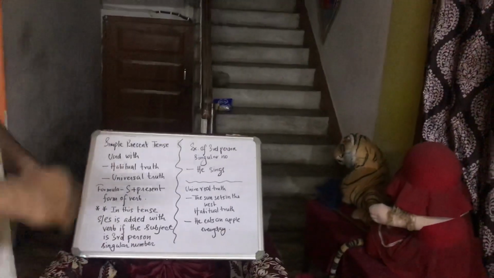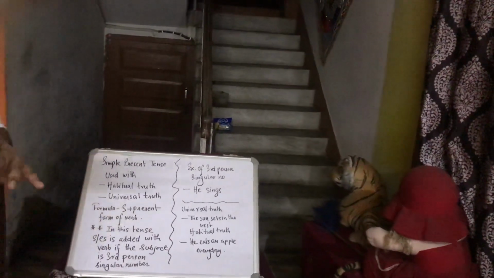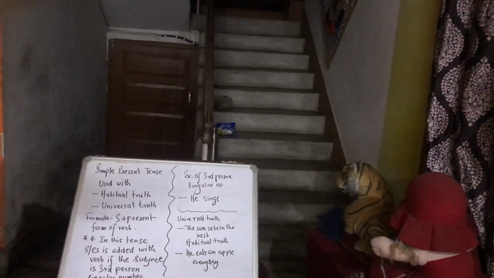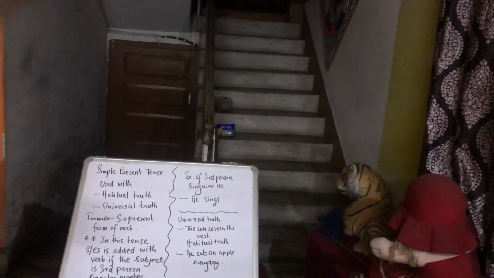The definition tells us that it is about a work being done in the present time, but presently it's mostly used for two types of truths. One is the habitual truth, which is the habit of a person, and the other is the universal truth, a truth that cannot be changed. So habitual truth is the habit of a person, and universal truth is a truth that cannot be changed.